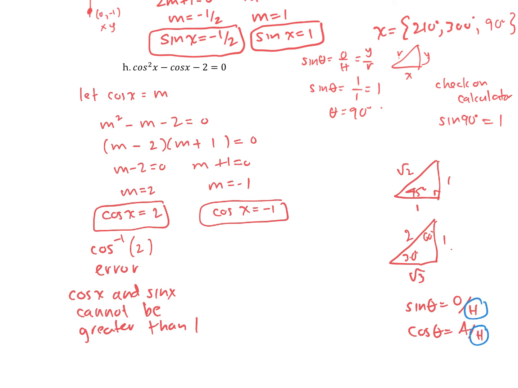What do we know about the hypotenuse? Well, it's always the longest side. And so if we have a fraction here and the number on the bottom is always bigger than the number on the top, you will never get a number greater than 1. So that is why sine and cosine can never be greater than 1. So cosine x equals 2 is an invalid solution. It just comes up as error. So the only solution we have to deal with is cosine x equals -1.